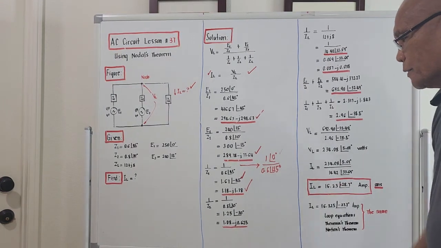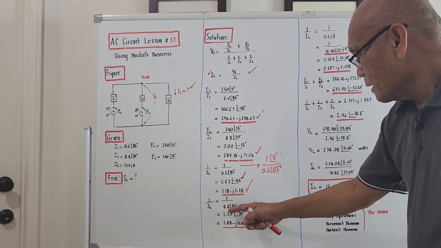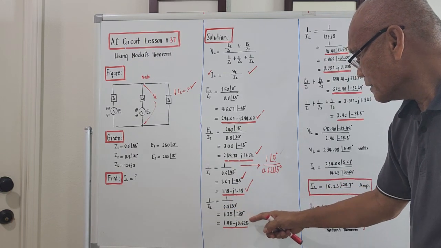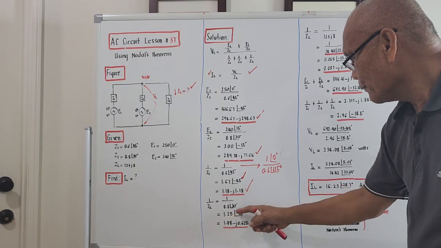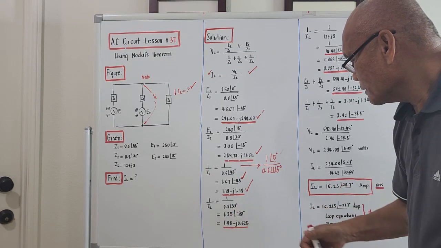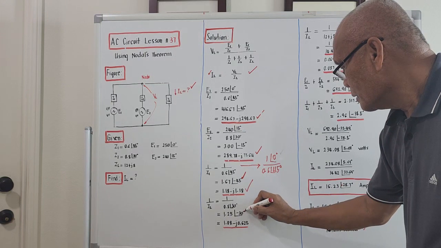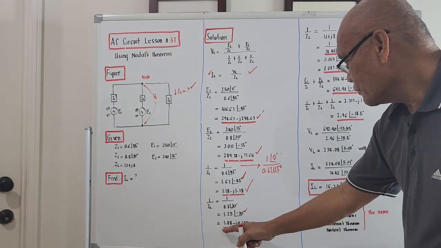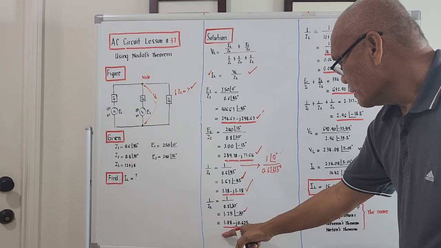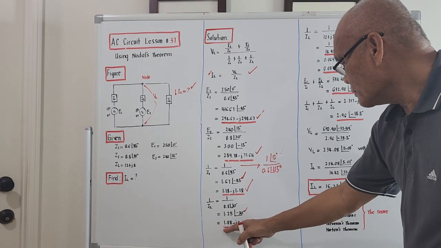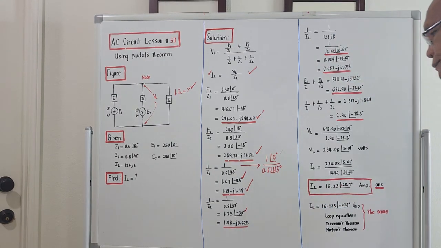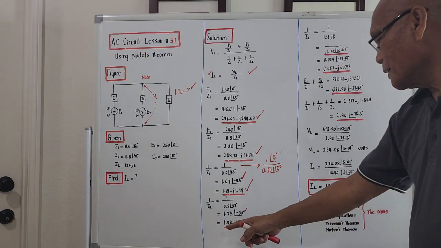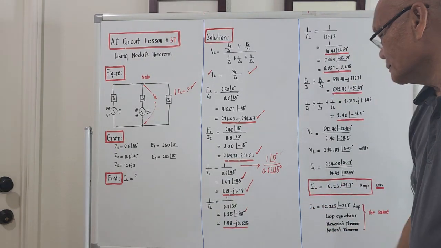For 1 over C2, it's the same. 1 is actually 1 angle 0 degree, so over 0.8 angle 30 degree. 1 over 0.8 is 1.25. 0 minus 30 will be negative 30 degrees. We raise this up. Okay? And this should be 1.08. Okay? Angle. 1.08 minus 0.625. The cosine value is greater than the sine value for a 30 degrees.